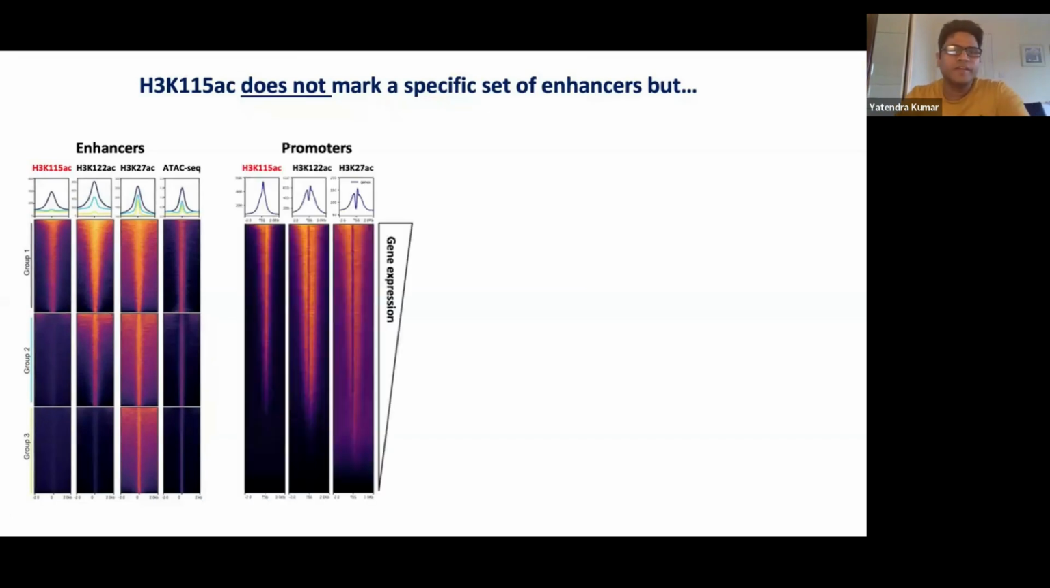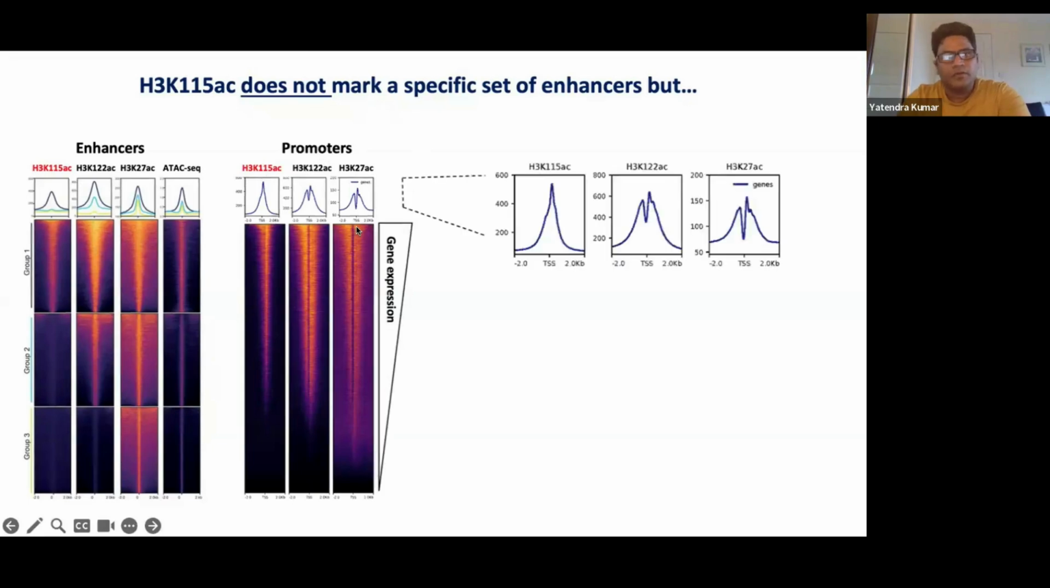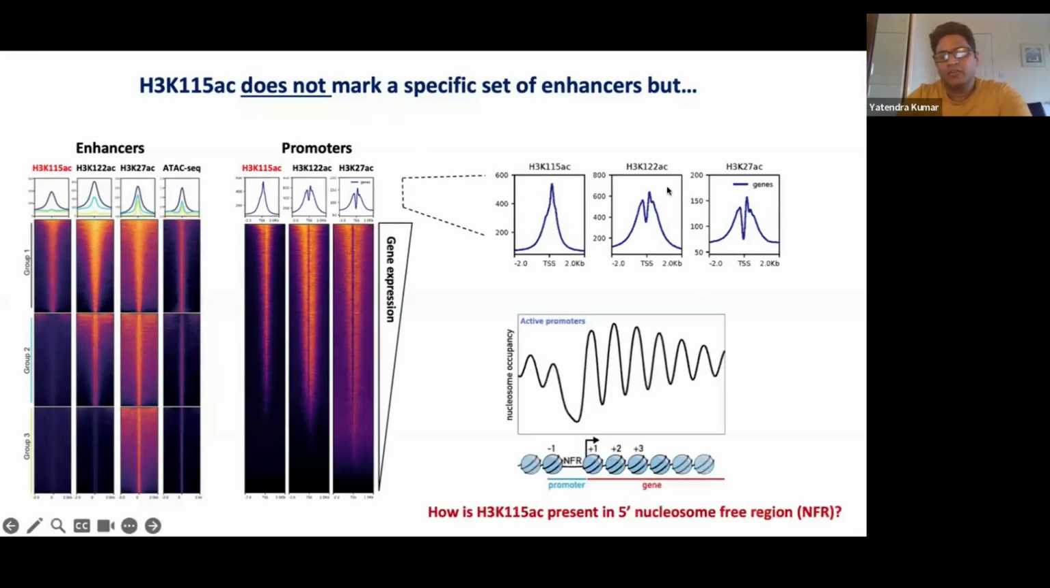Things got intriguing when we looked at promoters. So in general, you see histone acetylation marks correlate with gene expression, but we also see that for K115 acetyl, the average signal does not show this familiar dip which active promoters exhibit. So unlike K122 acetylation and K27 acetylation marks, K115 does not show the dip.